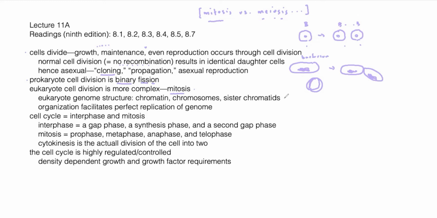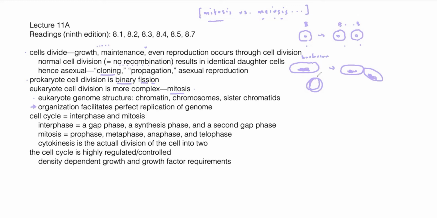What I want to do at this point is to look at, I think it's 8.3, the eukaryotic genome structure. We're really understanding why it is that mitosis is so important. And it really comes down to this, right? The eukaryotic genome is really huge compared to a bacterial genome.